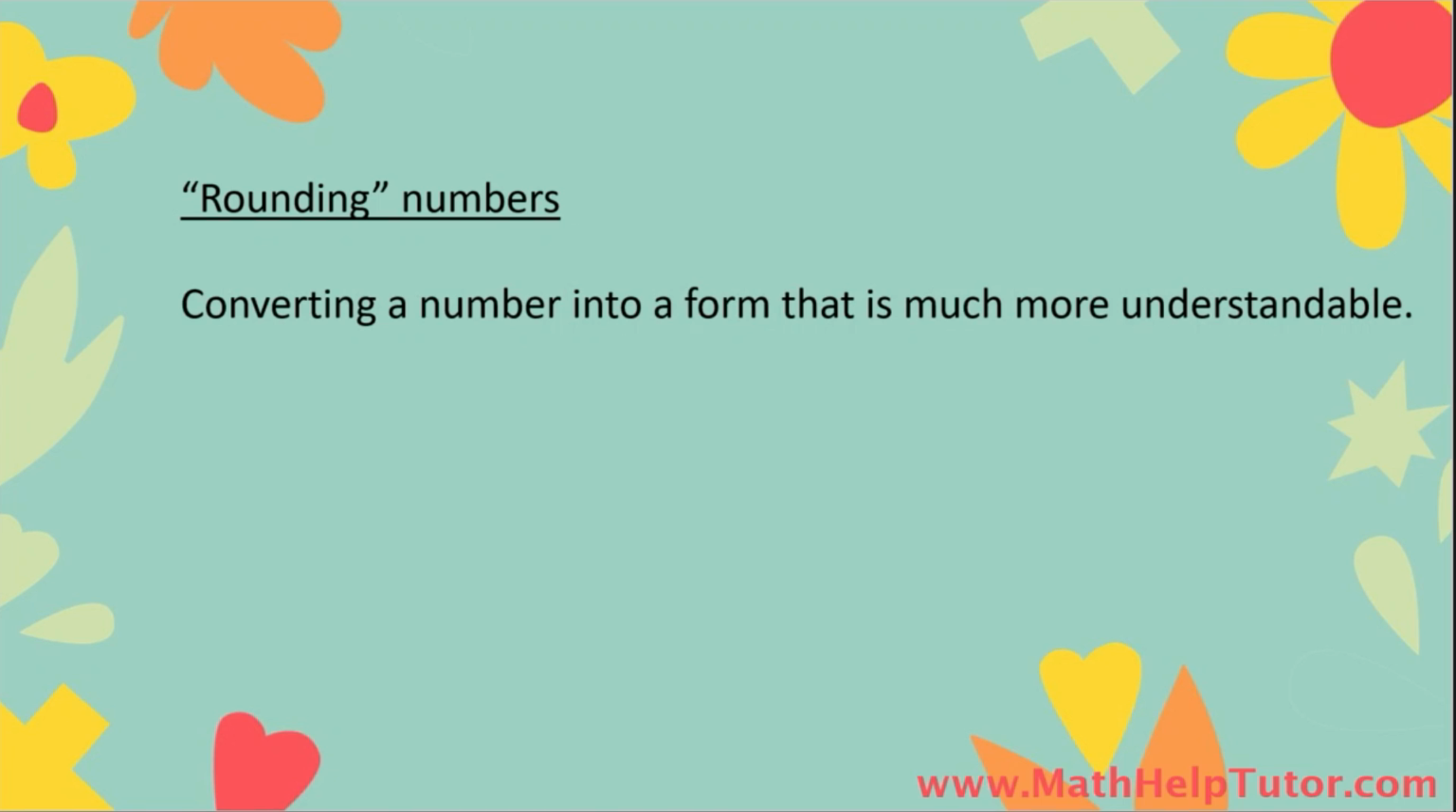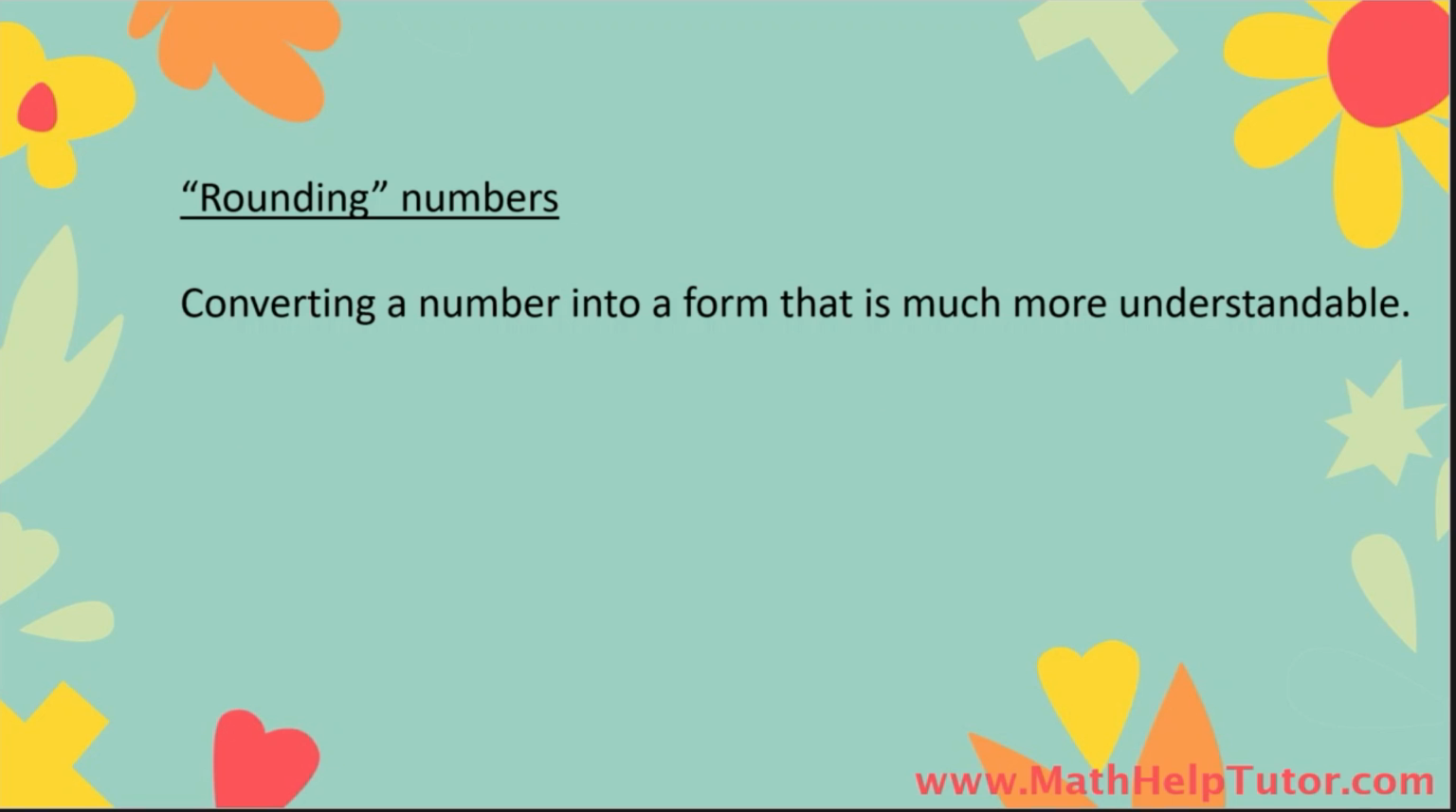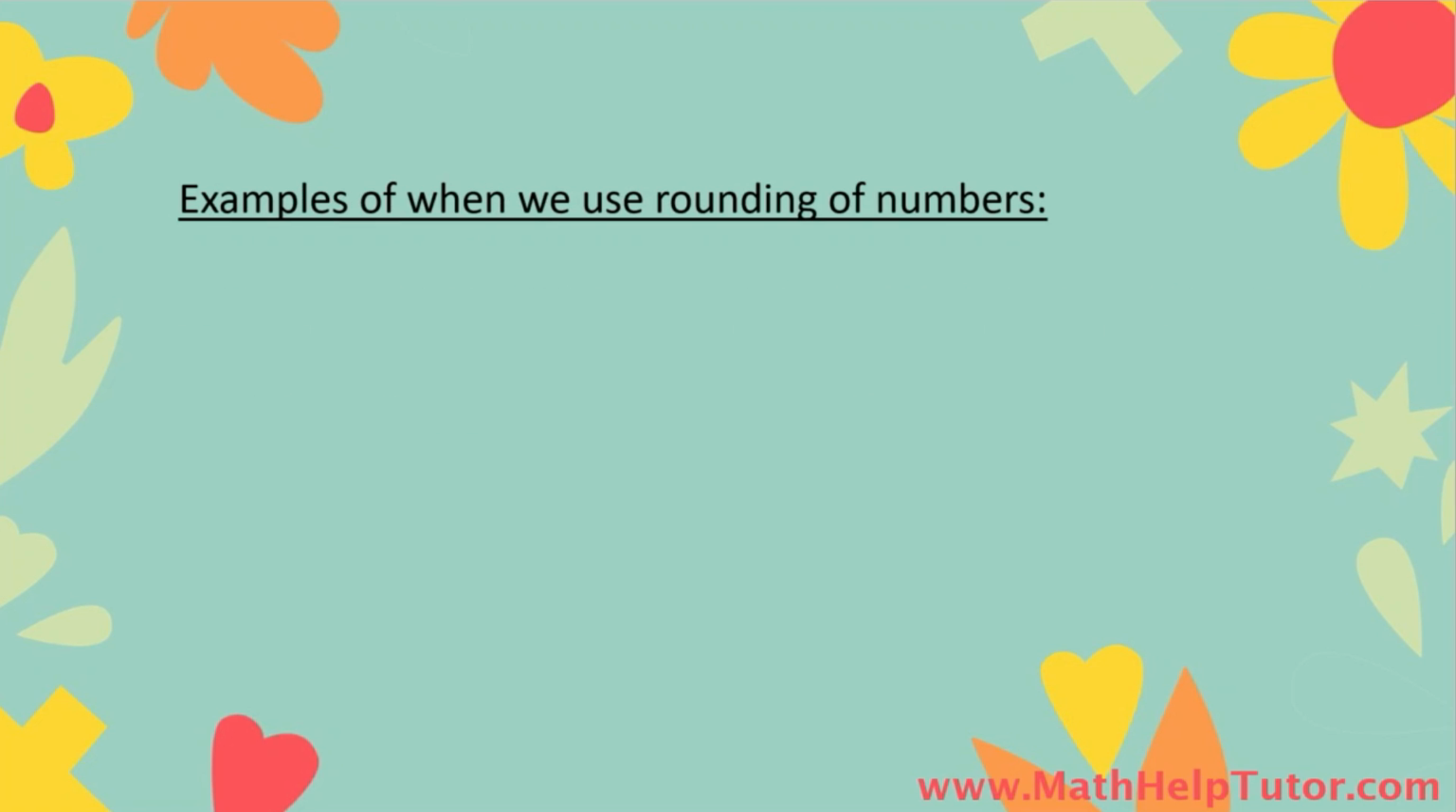Rounding numbers is a process we do to convert a number into a form that is much more understandable. Rounding numbers is also considered as a form of estimating an amount. So when do we round numbers? Here are some examples of when we round numbers.